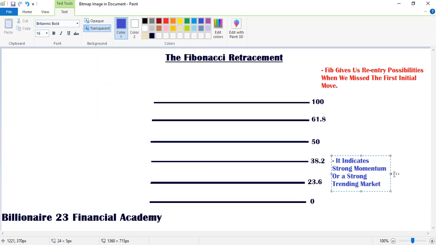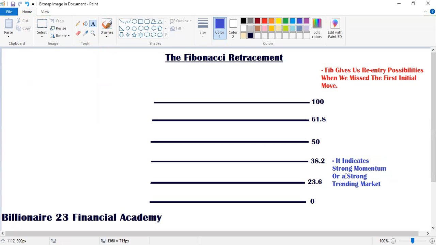38.2 indicates strong momentum or a strong trending market. I'm disregarding 23.6. I don't really use it. I've never seen the function or the use of it. So I'll just leave it on here, but just know that we don't really use it. Whenever the market touches or bounces off 38.2, this fib level, it usually indicates strong momentum or a trending market. And then 50% is just normal.